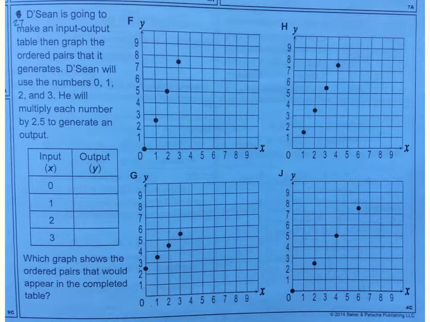Number 27. Deshawn is going to make an input-output table, then graph the ordered pairs that it generates. Deshawn will use the numbers 0, 1, 2, and 3. He will multiply each number by 2.5 to generate an output. Which graph shows the ordered pairs that would appear in the completed table?